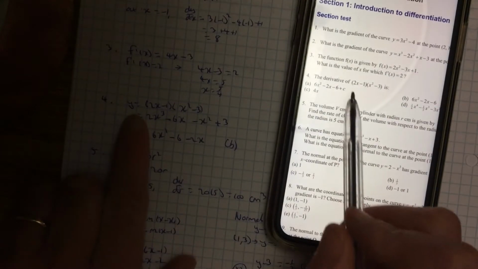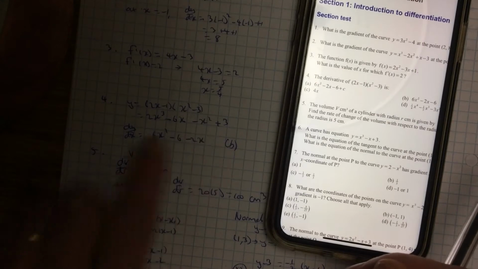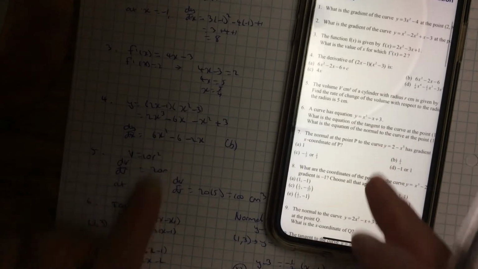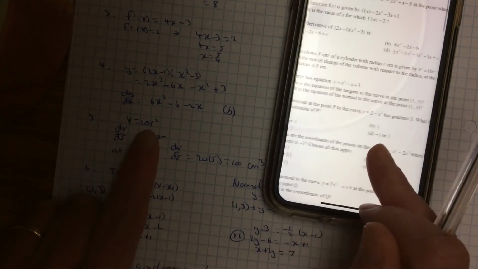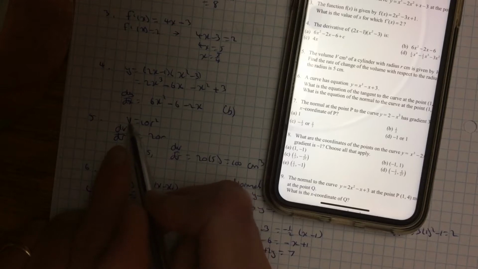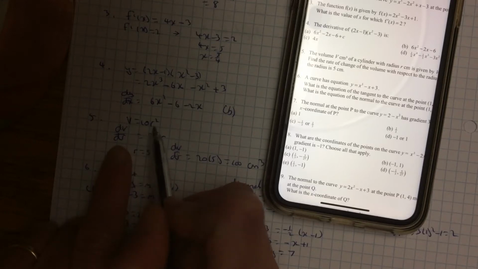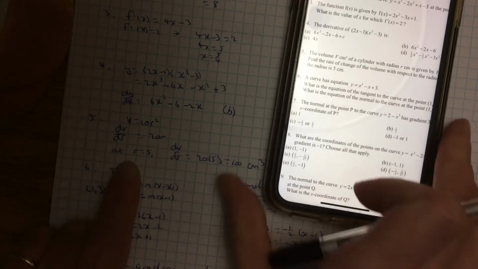Number 4, I would write that as y equals over here and then times out your bracket and then differentiate. Number 5, you have got v equals this and you want the rate of change. Now rate of change is when you differentiate. So dv by dr in here this time. So you differentiate that and you're told then that r equals 5.